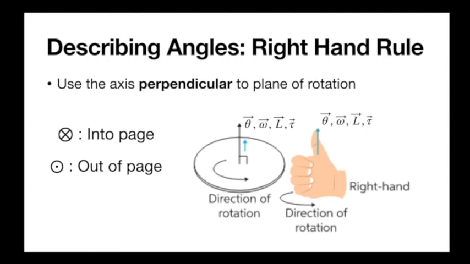And we're going to use it for changes in angle, theta. We're going to use it for angular velocity, omega, curly W. We can use it for angular momentum and torque. So the right-hand rule is very important.